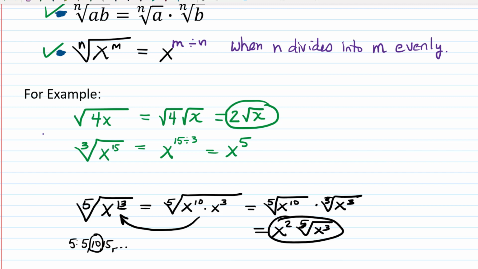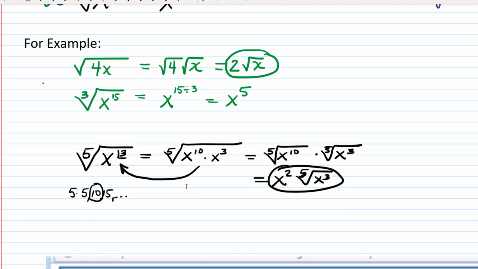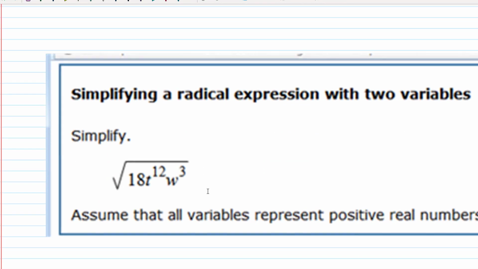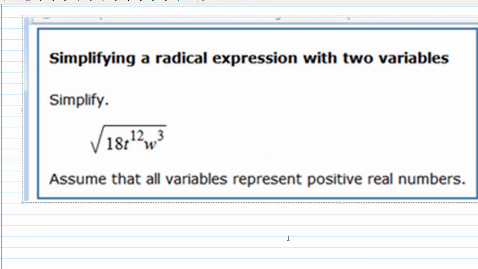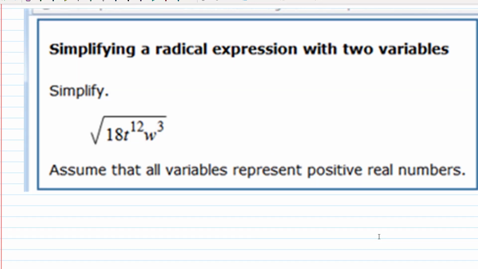So let's practice this with some more complicated examples. So here's one that I pulled out of Alex from our homework. And we have the square root of 18t to the 12th w cubed. This is actually a square root this time. When the index isn't written, it's assumed to be 2.